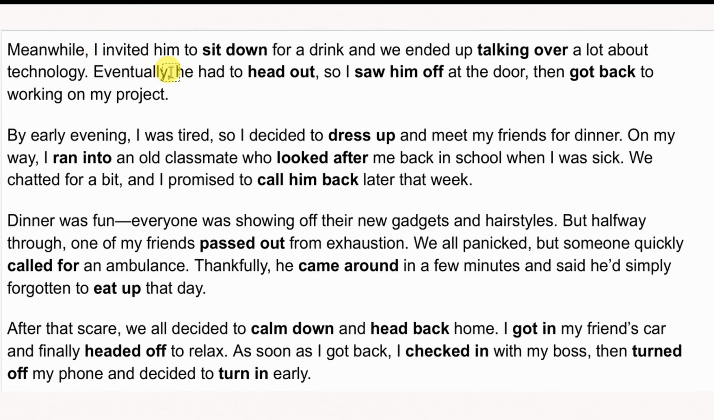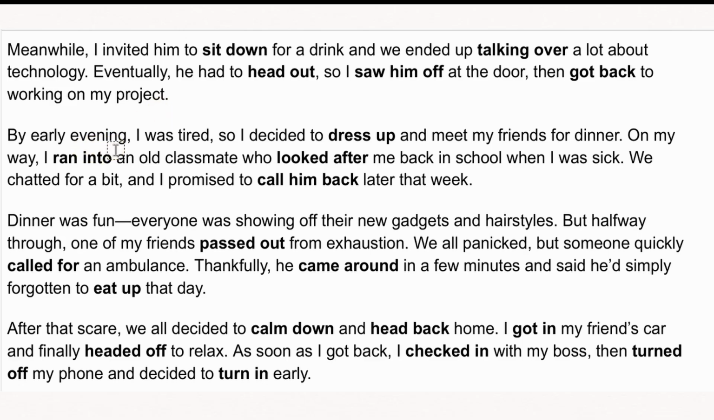Meanwhile, I invited him to sit down for a drink, and we ended up talking over a lot about technology. Eventually, he had to head out. So I saw him off. Okay, saw off. I didn't explain this phrasal verb. This is the past tense of to see off. To see off, that is to escort someone, to accompany someone. Okay, so I saw him off at the door, then got back to working on my project.